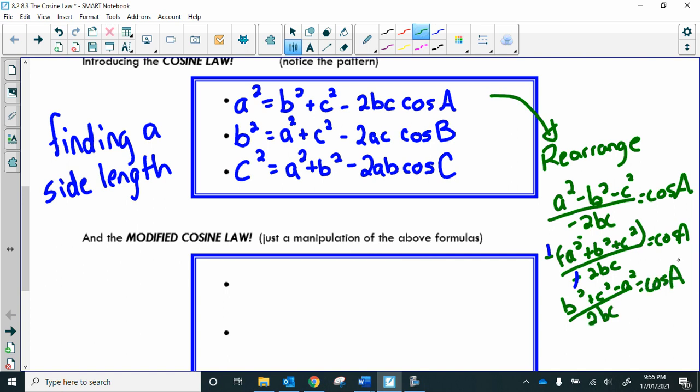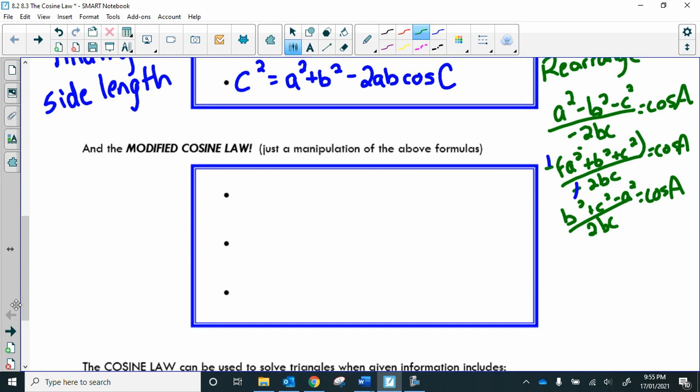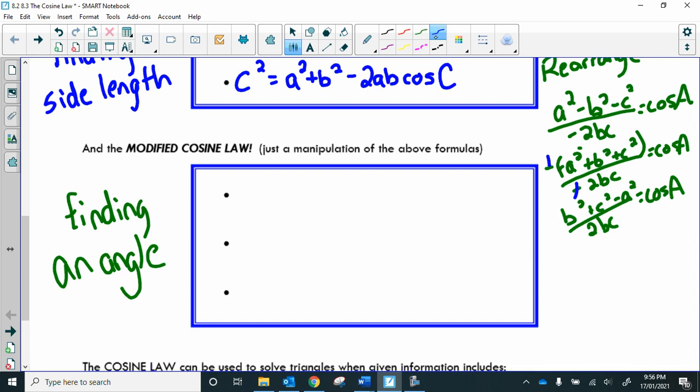So if we had to do that every time we were solving for an angle, that would be not nice. So we're just going to write these formulas down so that you can use them. If you're finding an angle, these are the formulas you're going to want to use. So cos A equals B squared plus C squared minus A squared all over 2bc. Just make sure that was right.